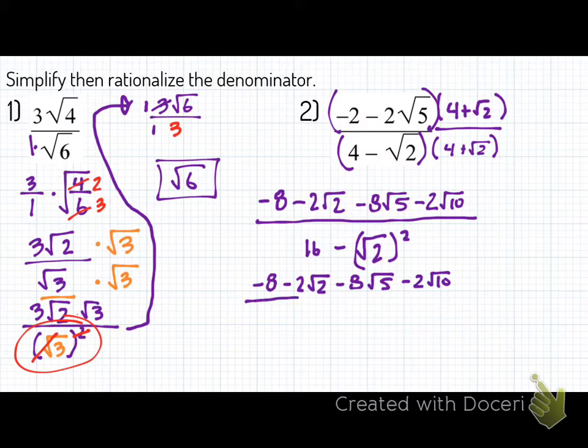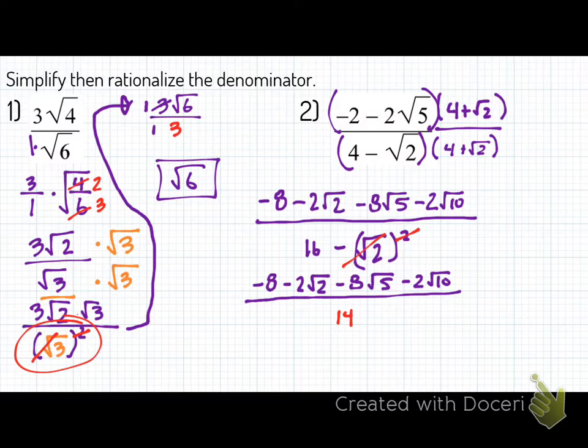The denominator, I noticed that the square root is going to cancel with the square, leaving 2, right? And what's 16 minus 2? Well, that is 14, right? So I'm going to bring down a 14 here. Now I'm almost done. My denominator looks nice and pretty. It doesn't have any radical signs in it.